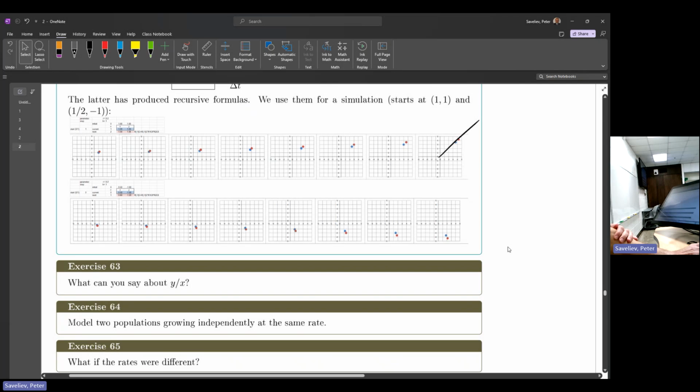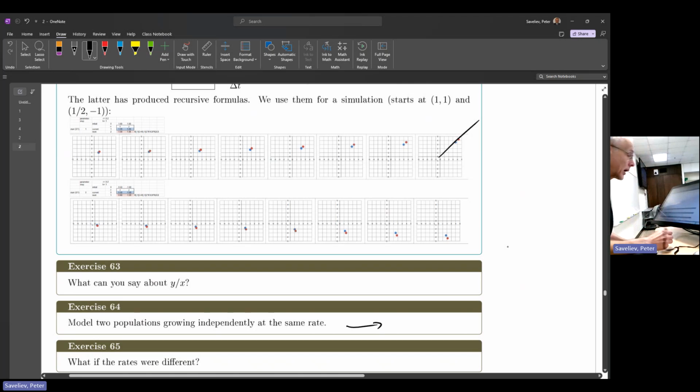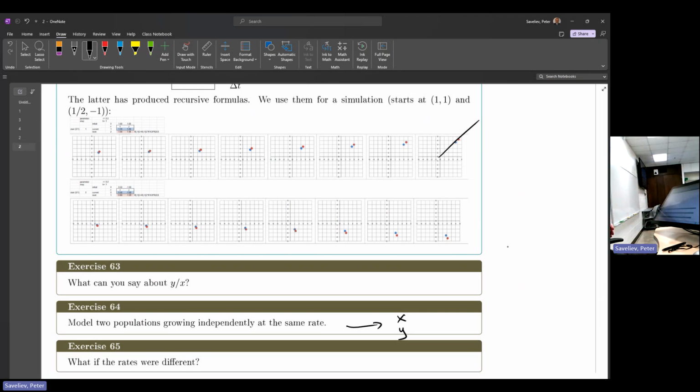Okay, so model two populations growing independently at the same rate. Two populations. We already had a more complex example than that: predator-prey. Two populations interacting with each other. That's why we had a complicated model and complicated dynamics. So x and y. Let's quickly remember that, because I expect you to know the answer, except there will be two answers because there are two populations.